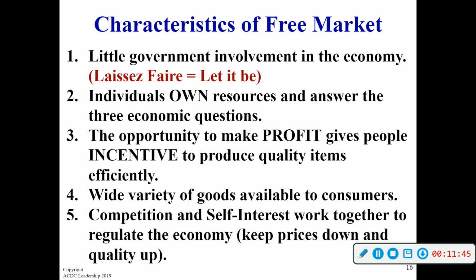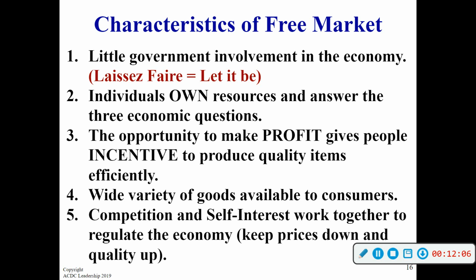Now, if people are not buying and selling and trading, recession, depression, those things, and that's bad for a free market because you don't have all this activity. Four, wide variety of goods available to consumers. And then five, competition and self-interest work together to regulate the economy, which means it's going to keep prices down and the quality of goods up.